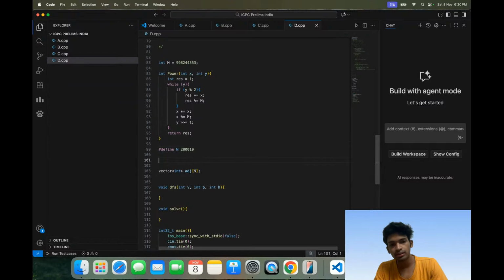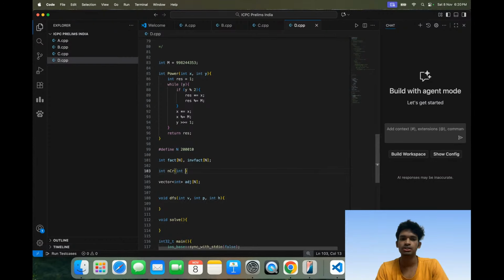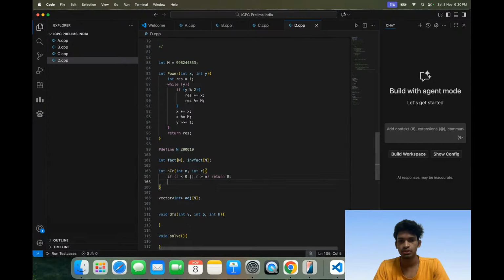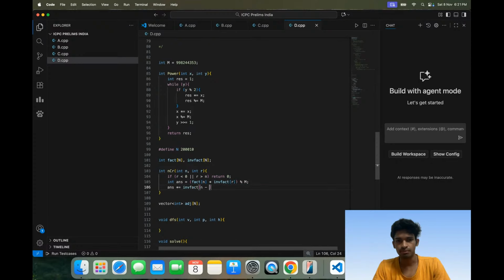Let me make fact. Let me make inverse fact too. Let me make a function called NCR. If r is less than 0 or r is greater than n, return 0. Else, answer equals factorial of n times inverse fact of r. Answer times equals inverse fact of n minus r. Answer remainder equals m. Return answer.